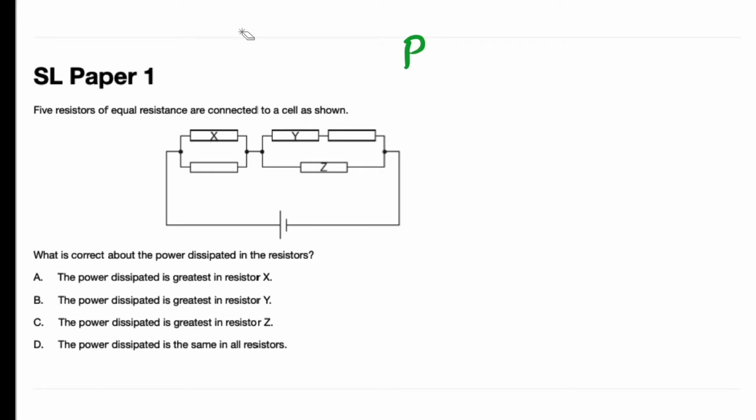So we know power is equal to voltage times current, which is equal to current squared times resistance. Since they all have equal resistance, you only need to find out which resistor receives the largest current from the battery terminal. So if here is current I, then because their resistances are equal, here must be a half I, and then here will be I again.